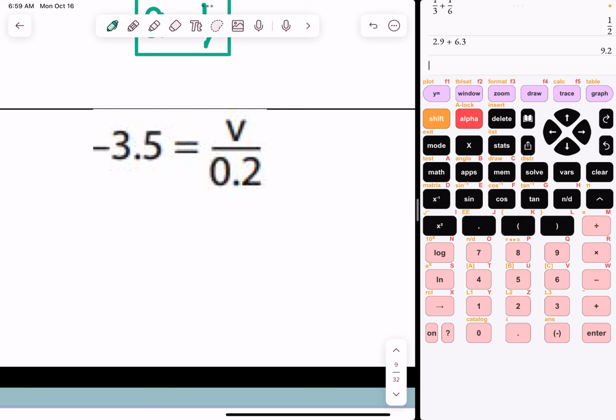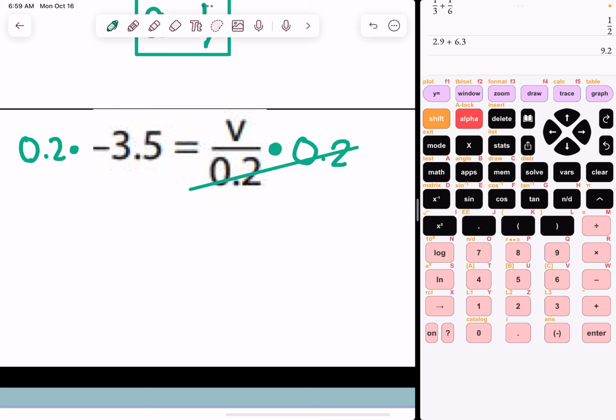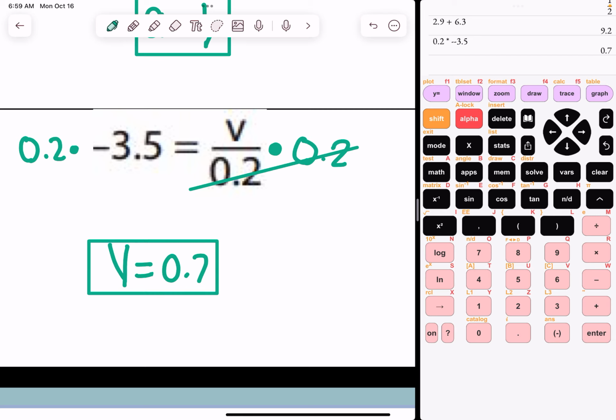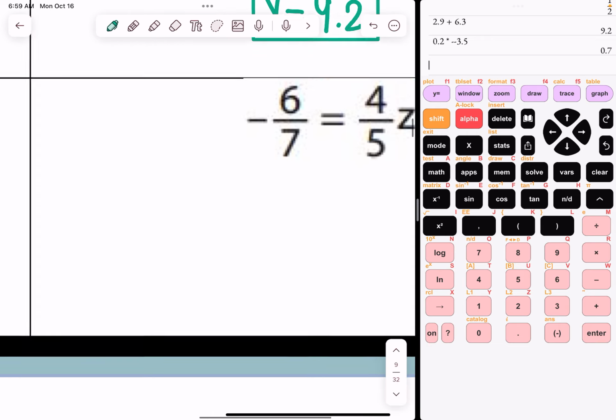Let's look at this next one. I want to get rid of the divided by 0.2, so I'm going to multiply both sides by 0.2. All right, so we will get v equals 0.2 times negative 3.5. I get negative 0.7.